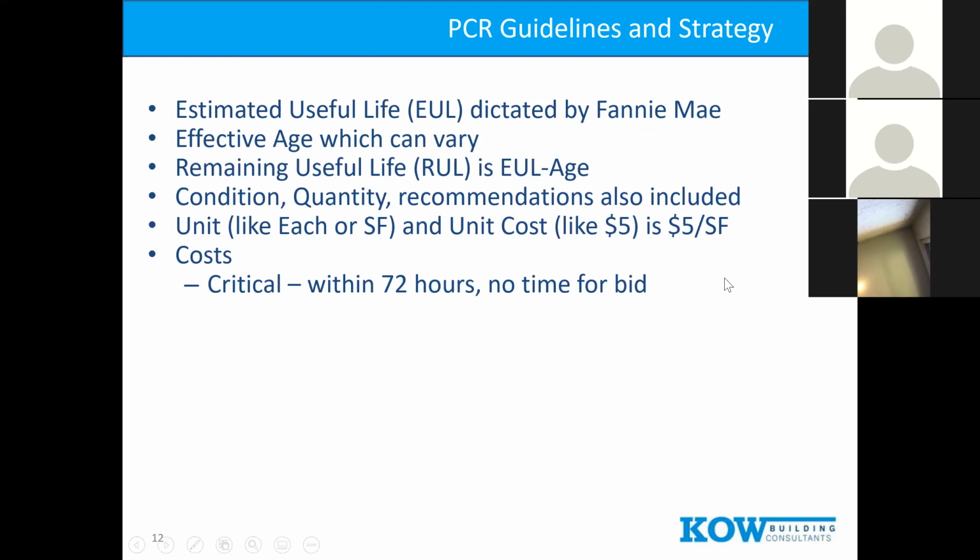Costs are broken down into 3 groups. Critical, which is life safety. You need to do this within 72 hours and you do not have time to bid. This is big. This is important. This is hazardous. And this is very rare. We don't see this a lot, but it does come up.